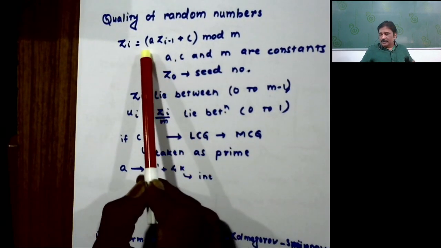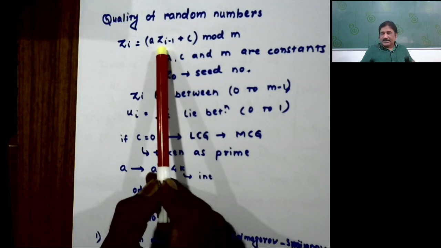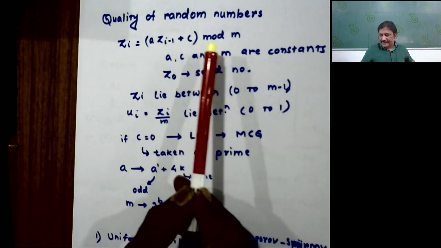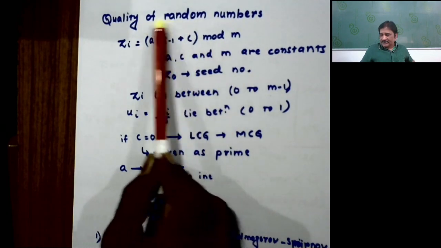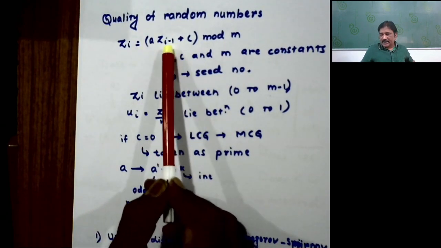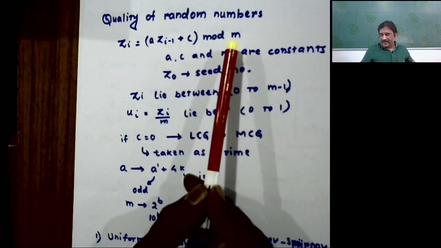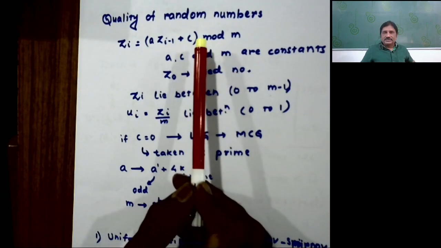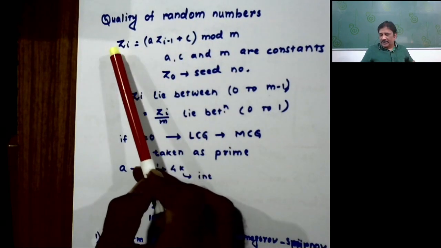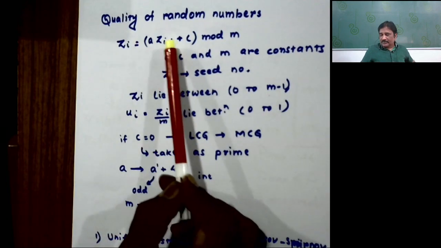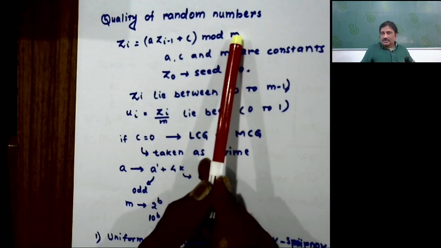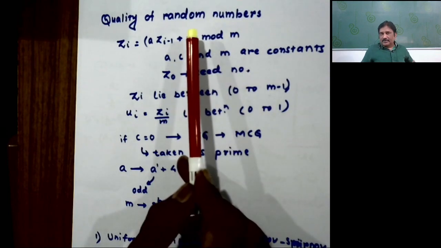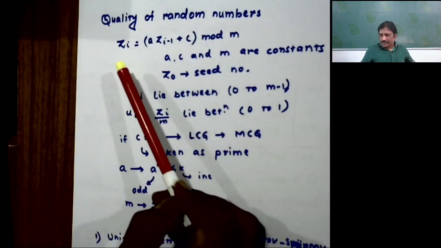The formula is a into the previous random number plus c, mod m. Mod m means after dividing this quantity, a times z(i-1) plus c, by m, whatever remains is the new random number. Then that new random number will come in this place, with a, c and m being constant. We will get a new remainder and that will be the new random number.